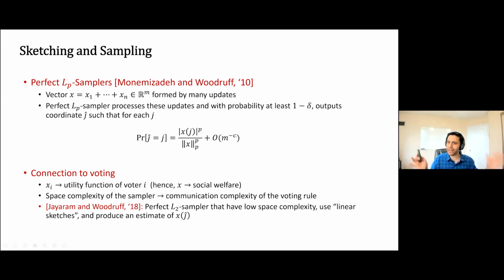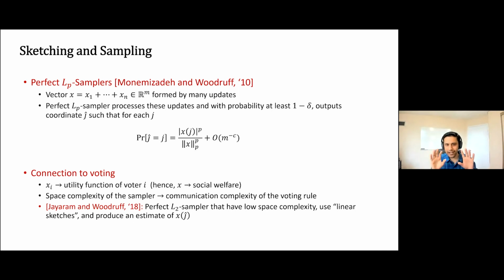Okay, so how is this sampling connected to voting? Well, one thing we realized is that you can think of each x_i as the utility function of voter i. And then the sum of the x_i's, which is vector x, is simply the social welfare vector. And the space complexity of the sampler essentially translates to the communication complexity of the voting rule. Because if after processing this vector x_i, my algorithm is only at the end storing some k bits of information, then I don't really need the voter to communicate the entire x_i to the algorithm. I really only need the voter to communicate those k bits of information to the algorithm.